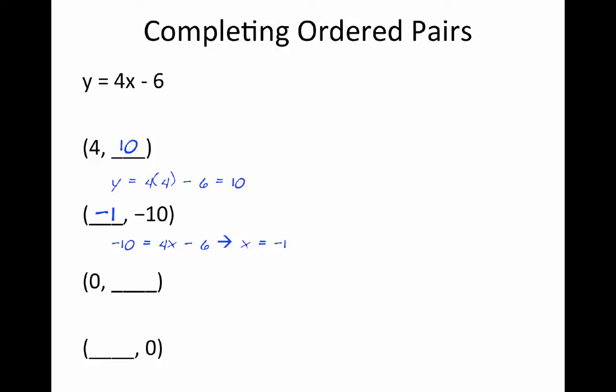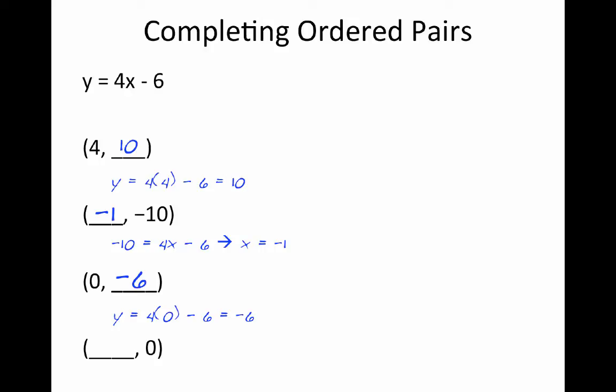Next ordered pair, we're given x is equal to 0. If we plug x is equal to 0 into the equation y is equal to 4x minus 6, we'll have 4 times 0, that's 0. So negative 6 is equal to negative 6, which means that y is equal to negative 6.